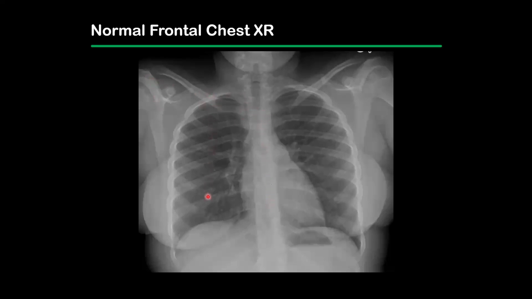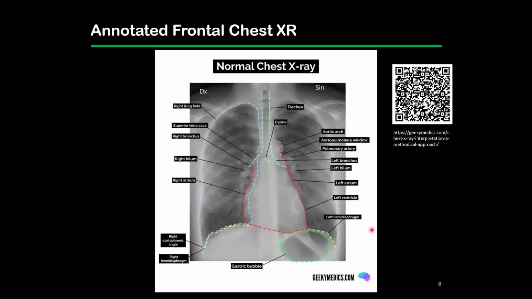So here are some of the ribs posteriorly, clavicles, humeri, scapula, and a little bit of the jaw. This is a female patient, so they have some breast tissue, and you may see that in some of your pediatric patients, depending on when they start going through puberty. And this is just a more demarcated chest X-ray that shows a few other things as well, such as where the superior vena cava might be on the right side of the chest. If you want to see more, there's a QR code and a link to where I got that picture.